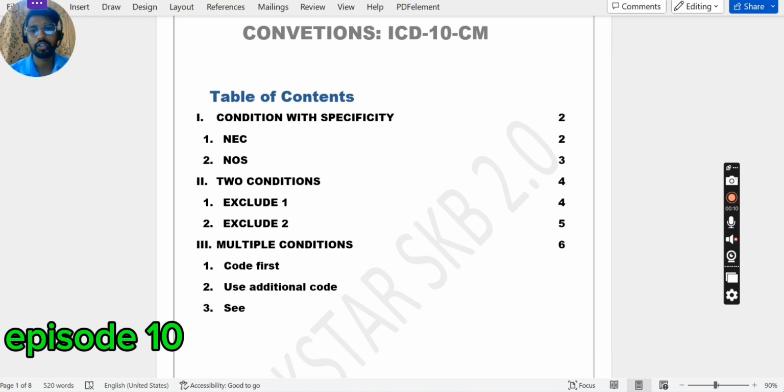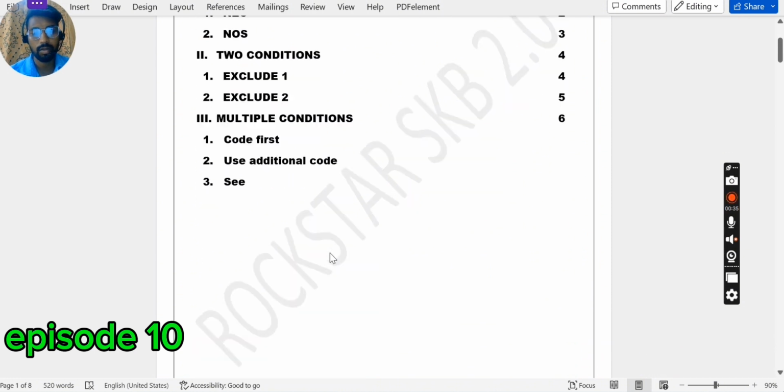Here I am going to explain about the conventions. In ICD-10-CM, these conventions are a set of rules. I will explain them one by one. Based on the rules, I will divide them into three types. The first one is conditions with specificity, the second one is two conditions, and the third one is multiple conditions.